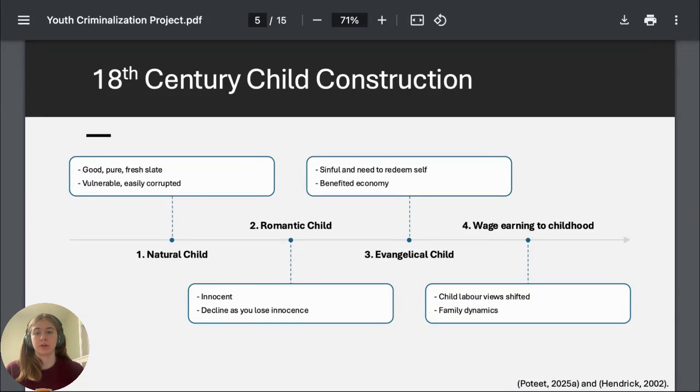A couple more things on the wage earning to childhood shift: child labor was starting to be viewed as almost a form of slavery. And as children were starting to be viewed as distinct from adults, this showed the inequality of how children were being treated, especially at very young ages working in factories.